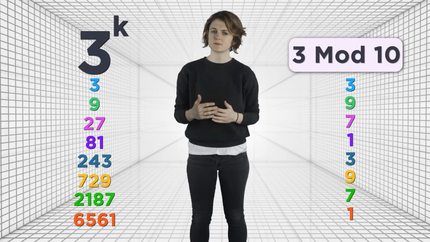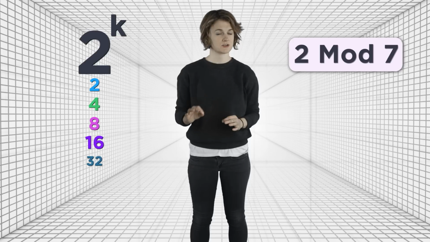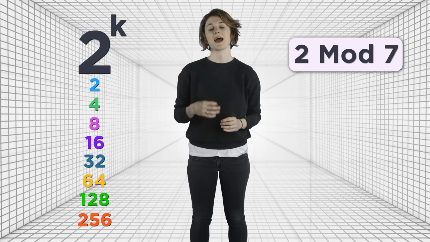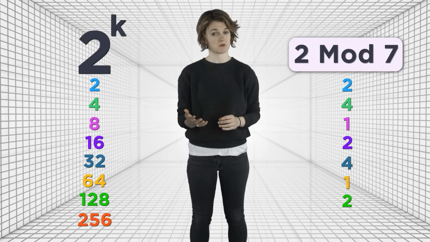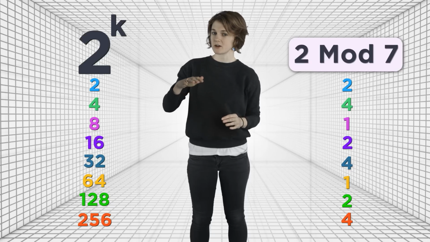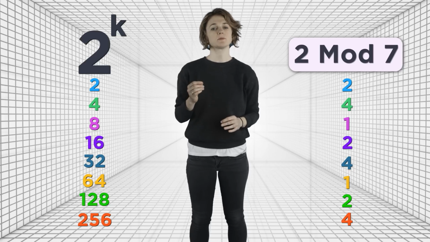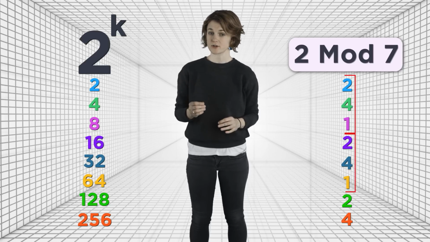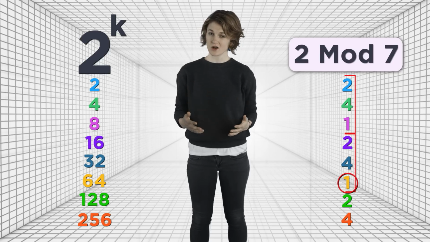Let's repeat the same experiment, but instead of looking at the powers of 3 mod 10, let's look at the powers of 2 mod 7. The powers of 2 are 2, 4, 8, 16, 32, 64, and so on. And mod 7, we get 2, 4, 1, 2, 4, 1, and so on. What do you observe? The sequence of powers just gets bigger and bigger, but the modular versions of the sequence cycle. They repeat the same pattern over and over again, and the last digit of that pattern is always 1.